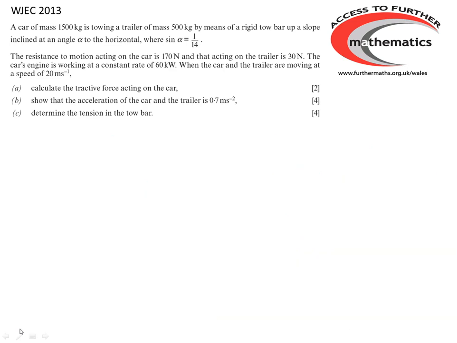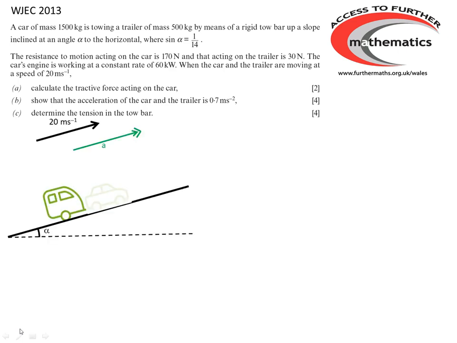Final part of the question, we've got to determine the tension in the tow bar. Now if we're going to do that, we've either got to consider the car alone or the trailer alone. It's slightly easier to consider the trailer alone. As far as the forces acting on the trailer are concerned, we've got the weight of the trailer, the resistance to the motion of the trailer, and the trailer is being pulled up the slope by the tension in the tow bar.